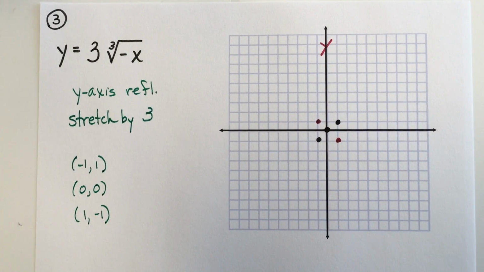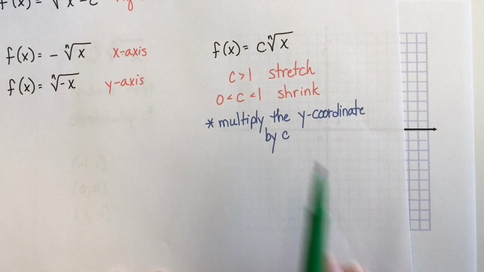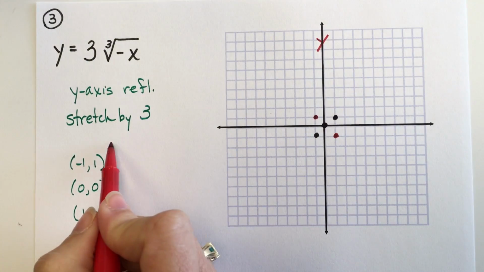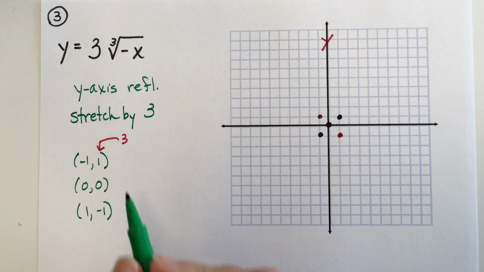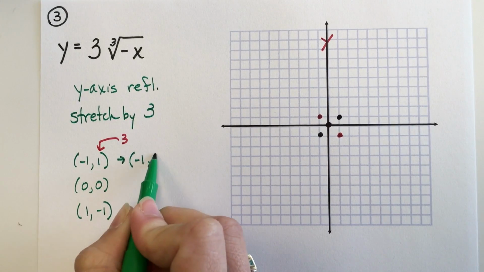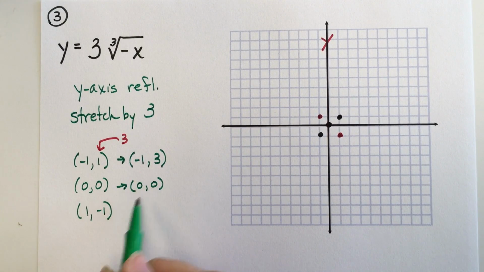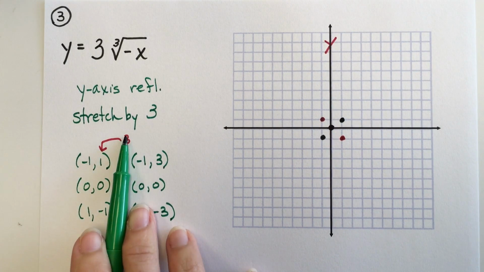Now, when you do a stretch, and I had this written on the notes, it says to multiply the y-coordinate times c. All right, so I've got to take my y-coordinate, which are these 3 numbers, and I've got to multiply each one of those times the 3. So this point would now be -1, 3. This one would still be 0, 0, because you do 0 times 3, you still get 0. And then this point would now be 1, -3. So my x-coordinates stay the same. I'm just multiplying the y-coordinate times 3.